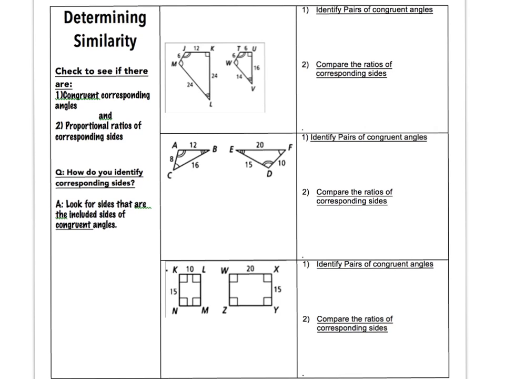First, we have to check: are corresponding angles congruent, and are the ratios of the corresponding sides proportional? How do you identify corresponding sides? If you need to identify corresponding sides, look for the sides that are the included sides of congruent angles. So what does that mean? Let's look at number 1.